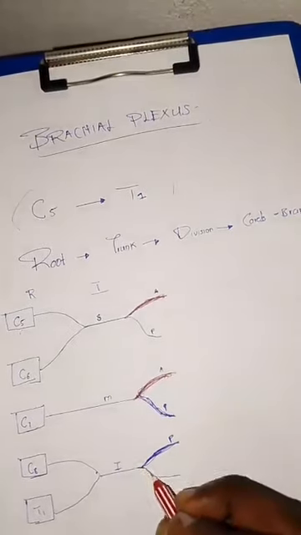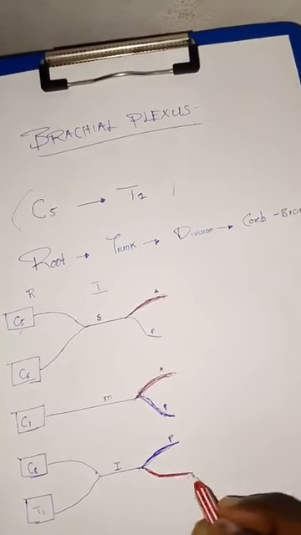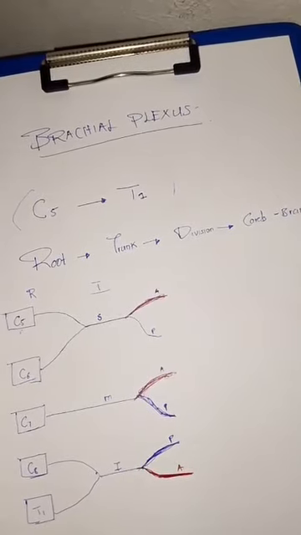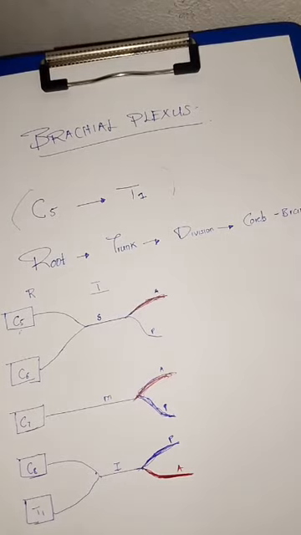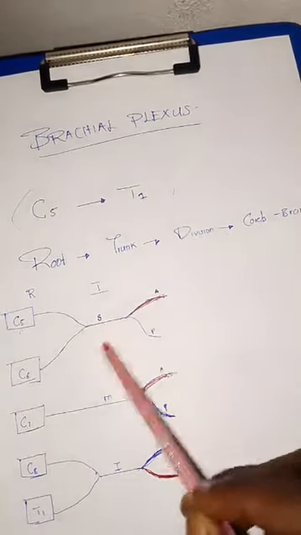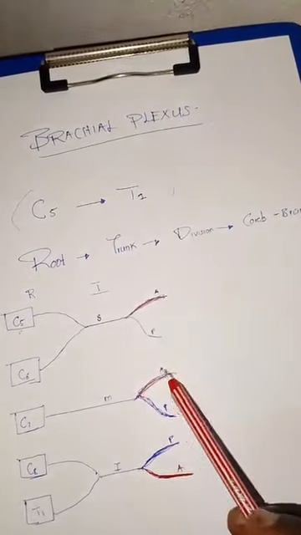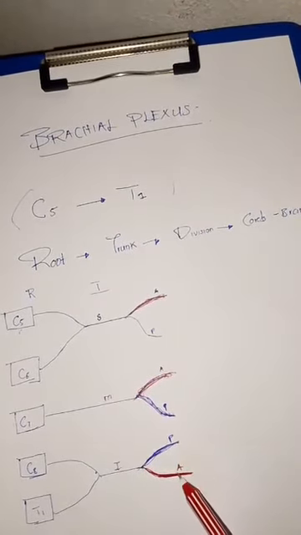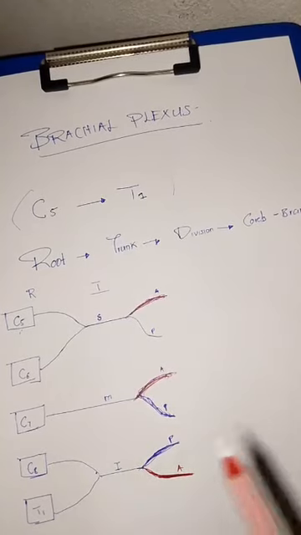Then the remaining one, which is going to be down here, is the anterior division. So from the trunks, the trunks are going to be forming divisions. Divisions will be having two per trunk. We'll be having the anterior division and posterior division for the superior trunk, and also the anterior division and posterior division for the middle trunk. Then you're going to have the posterior division and the anterior division for the inferior trunk.